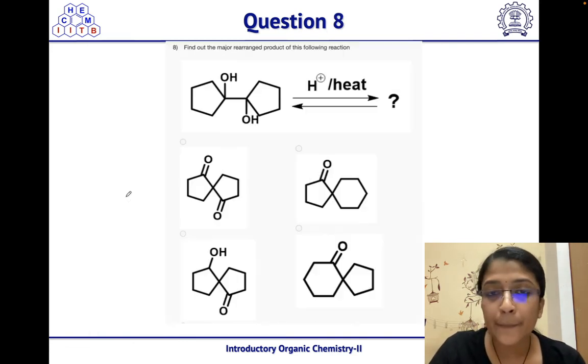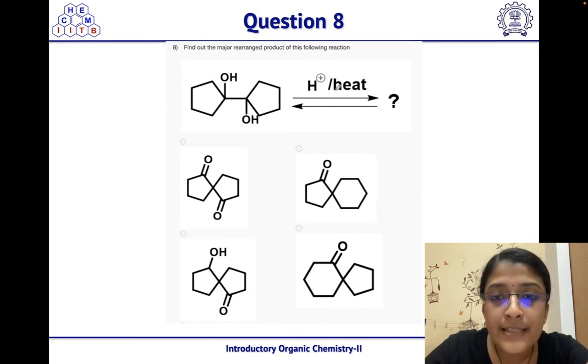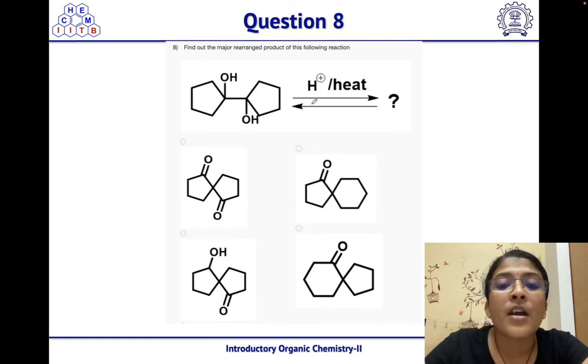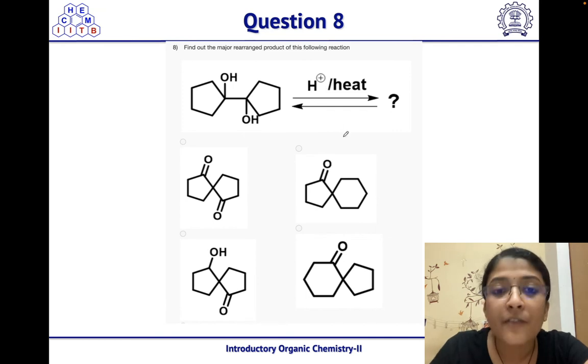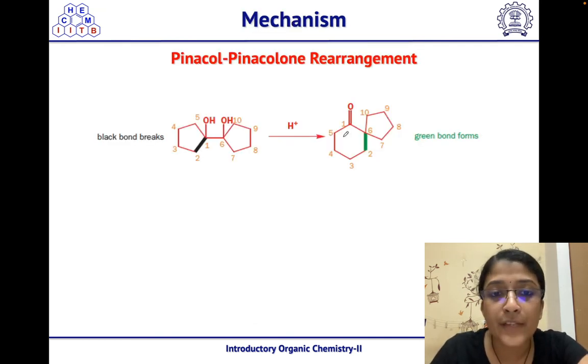Now we will go to question number 8. Find out the major rearranged product of the following reaction. They have given a pinacol kind of system, and they have treated it with acid or heated. So what will happen? Pinacol-pinacolone rearrangement will take place in the presence of acid for a vicinal diol system. Here we have a vicinal diol system. So in the presence of an acid, pinacol-pinacolone rearrangement will take place. We have seen the mechanism of this previously.